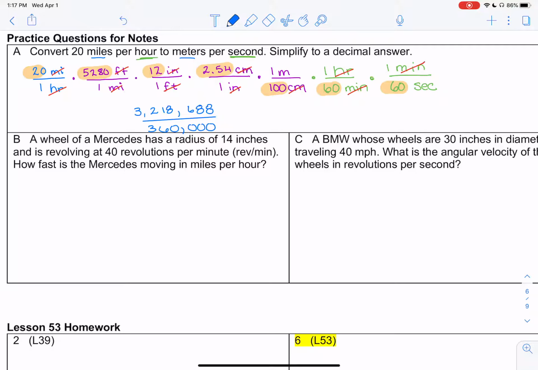And then you may not have had that step in between. You may have gone straight to this decimal answer. So my final answer, I got 8.9408, and that was in meters per second. So final answer.